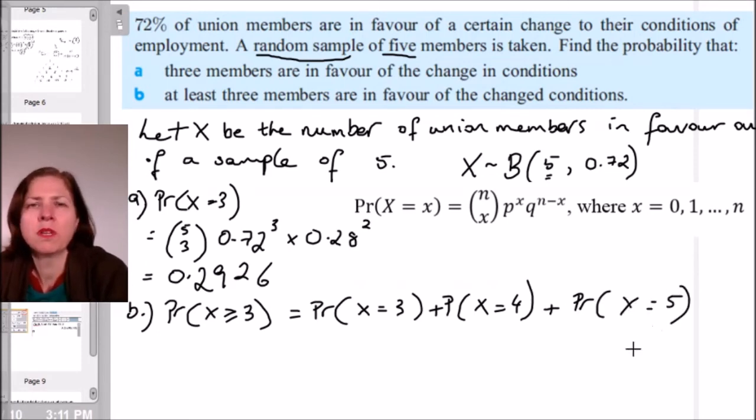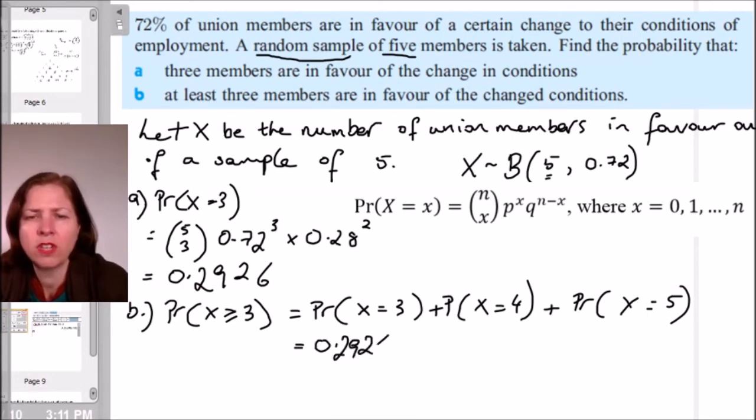So what I'm going to do is put all of this straight into my CAS. I'm not going to write, oh, maybe I better do it for you. Yeah, let's write it all down. We already know this one, 0.2926, although I'm not going to use the rounded number in my calculation. I've still got that saved in my calculator. I will just add the other two.